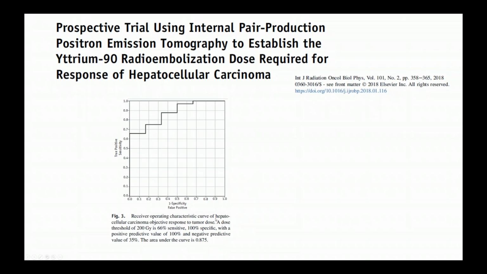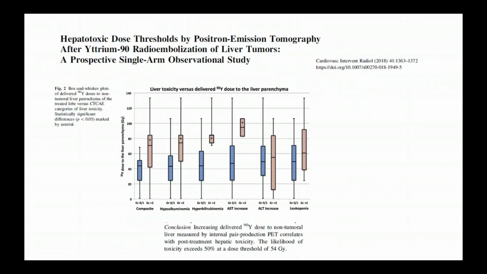200 gray would give you 66% sensitivity and 100% specificity to response for the patient's tumor. They also published a separate paper looking at what dose to the normal liver. So we want to get 200 gray to the tumor. What dose to the normal liver causes toxicity? Essentially, what they showed is that above 54 gray, they had increased toxicity. Once the normal liver achieves greater than 54 gray, you're talking about grade 2 and higher toxicities.